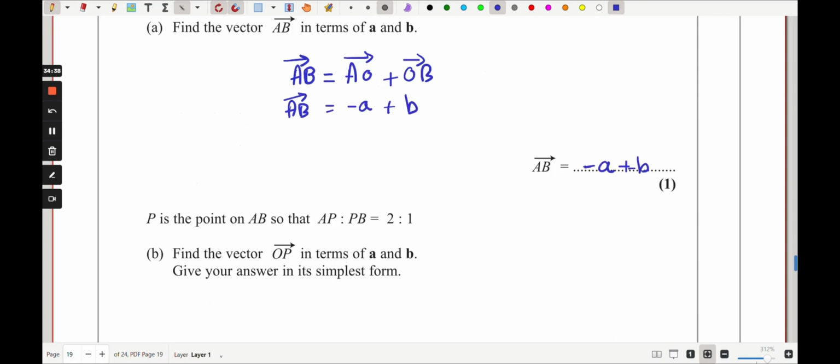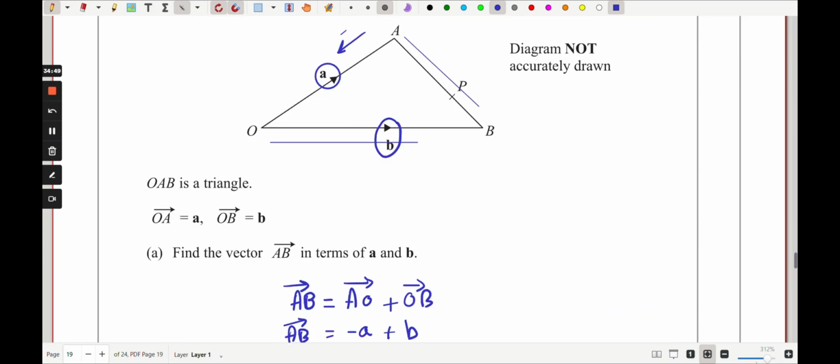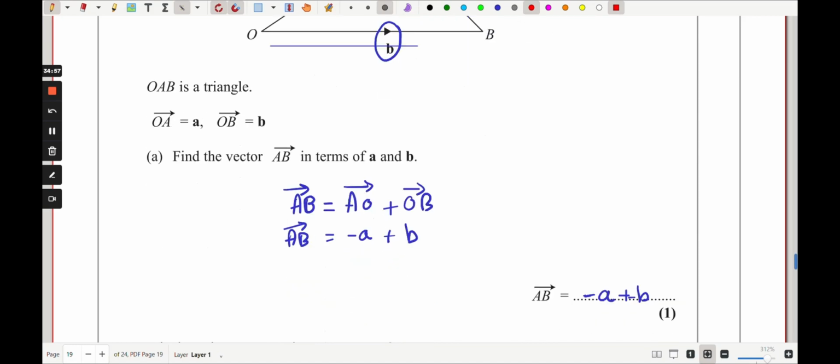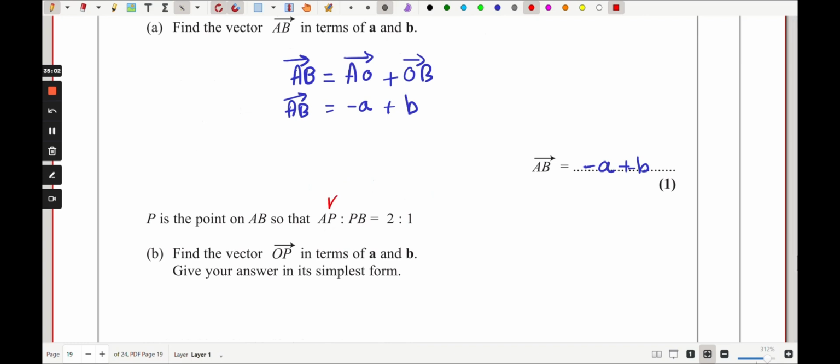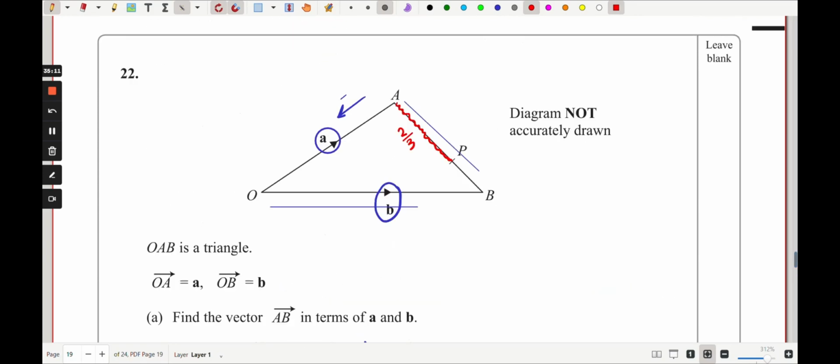Now P is the point on AB, so that AP to PB is in the ratio 2 to 1. So AP is 2 over 3, because we have two parts. The first part is 2, the second part is 1, so the fraction for AP is 2 out of 3, and PB is 1 out of 3. Add them, you will get 1, you will get AB. So here PB is 1 over 3.